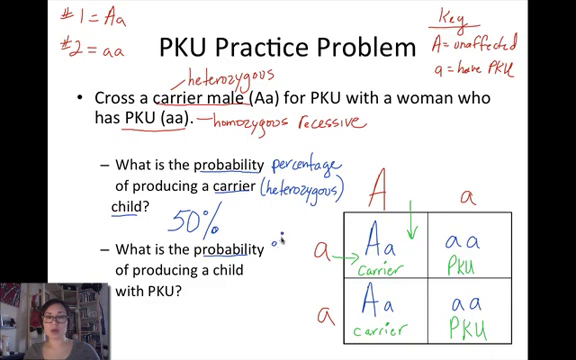My last question is, what is the probability, again a percentage, of producing a child who actually has PKU? Well, remember, the only way to have a recessive disorder is to be homozygous recessive, which means lowercase, lowercase. If I quickly scan my Punnett square, I notice that I have a lowercase, lowercase here, and lowercase, lowercase here. So again, each box represents 25%. So unfortunately, these 2 parents have a 50% chance of having a child who also has PKU.